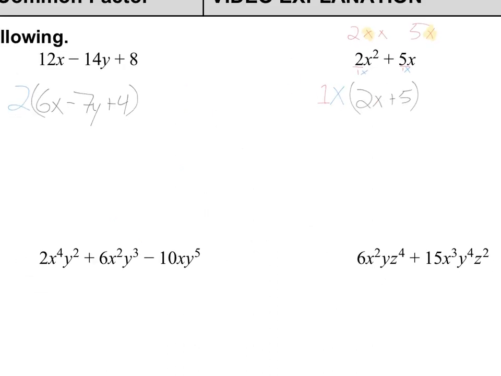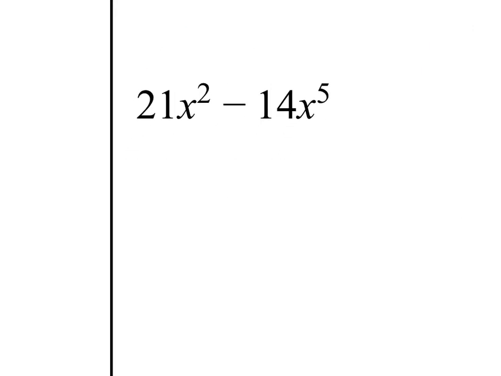All right, onward we go. Slightly more complex. 21x squared minus 14x to the 5th. Well, let me first start off just by looking at the numbers here. I've got 21, I've got 14. GCF there, I could divide those both by 7. And then if I look at the variables, I've got x squared, so that's 2 x's, and x to the 5th, that's 5 x's. Well, I could safely take away 2 x's from this first term and the same amount from the second term.